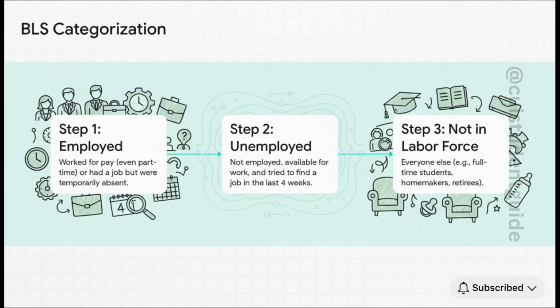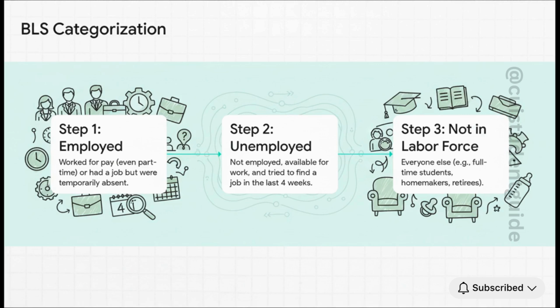So based on the answers from that survey, the BLS puts every adult, that's anyone 16 or older, into one of three boxes. First, you've got the employed. This is pretty straightforward. If you worked for pay, you're in this group. Next is the unemployed. Now this definition is super important. To be counted here, you can't just be without a job. You have to be available to work and have actively looked for a job in the last 4 weeks. If you haven't, you land in the third box, not in the labor force.